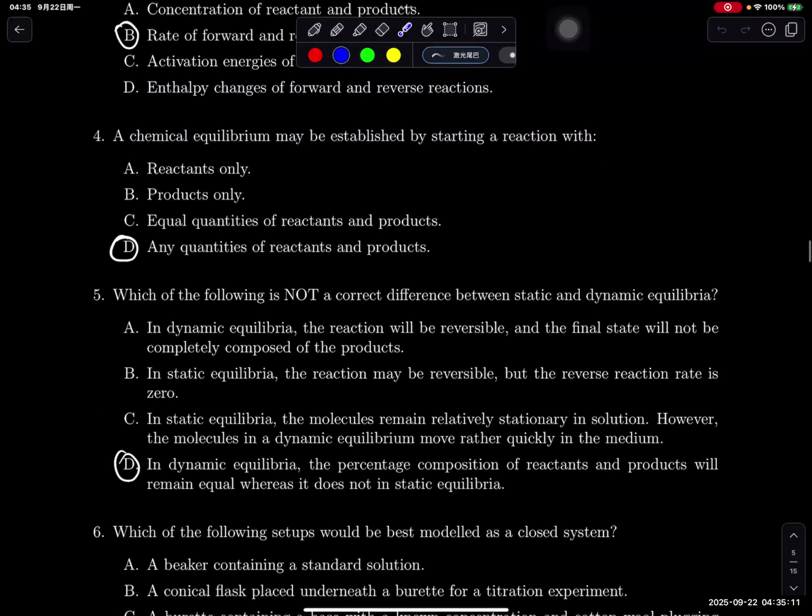Okay, a bit noisy around me. Okay, anyways, question 5.